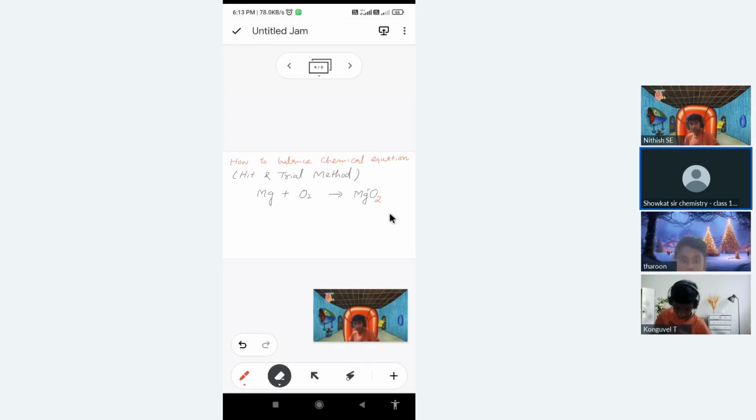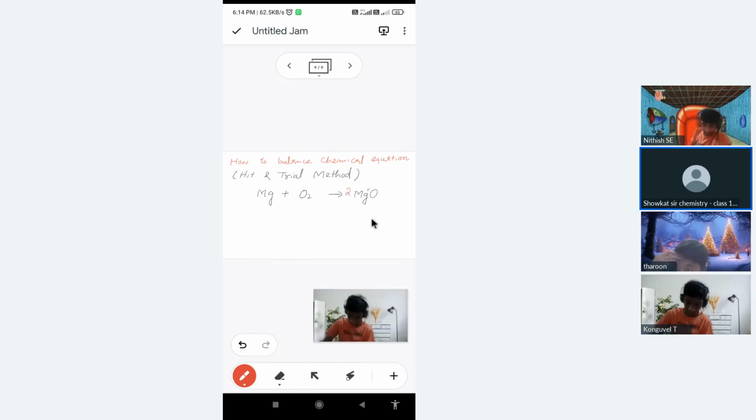No, it is incorrect, because we have to always multiply the 2 on the whole left side, the whole thing. This is very important and I hope you will note it down. So when I have multiplied it by 2, this 2 is multiplied to both magnesium as well as oxygen.